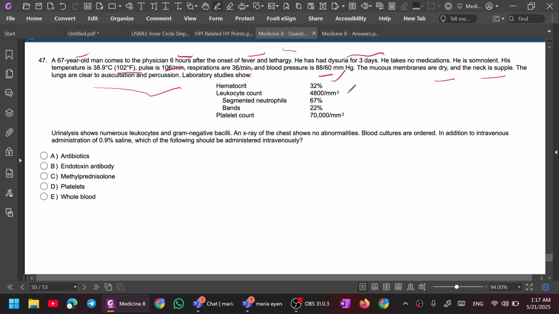hematocrit 32%, leukocyte 4,800, neutrophil 67, bands 22, and low platelet is 70,000. Urine analysis shows numerous leukocytes and gram negative bacilli. An X-ray chest shows no abnormality. Blood cultures are ordered in addition to IV administration of 0.9% sodium chloride. Which of the following should be administered intravenously?